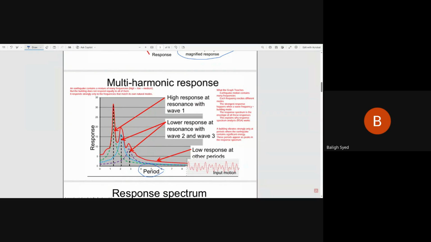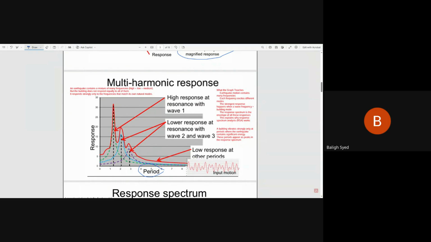What is a mode? We discussed last time that this is the specific pattern of displacement, the vector displacement, and it has a specific frequency and a specific mass participation. That's called the mode, right? So it's the mode of vibration. And what the graph is telling us is that earthquake motion contains many frequencies.